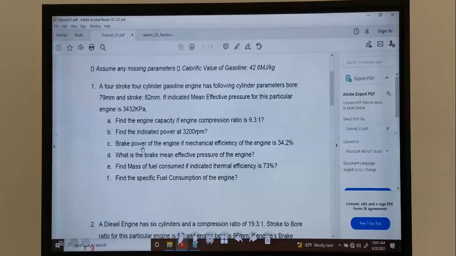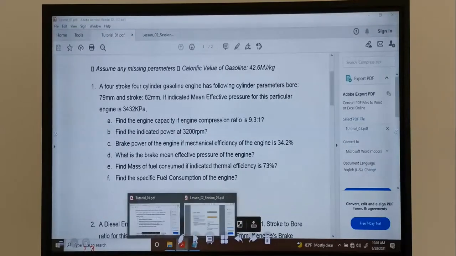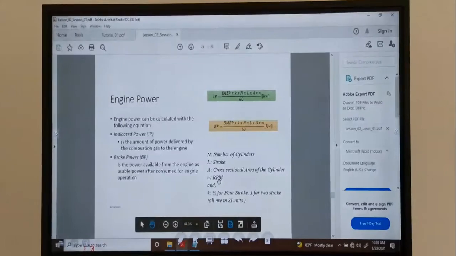The next question: find the brake power of the engine if the mechanical efficiency of the engine is 34.2%. We have to find the brake power, but they give the mechanical efficiency. So what equation can we use, relating mechanical efficiency and brake power?